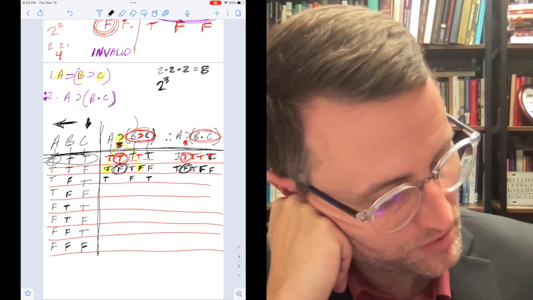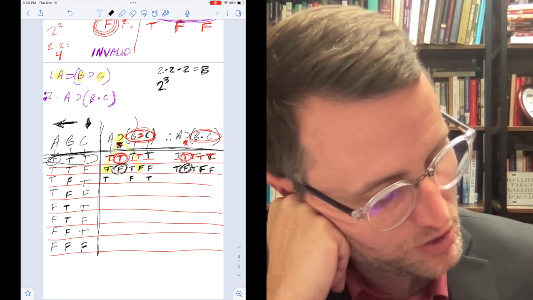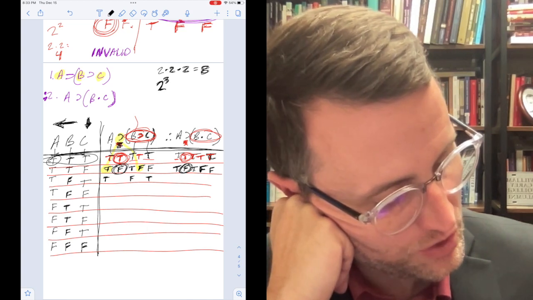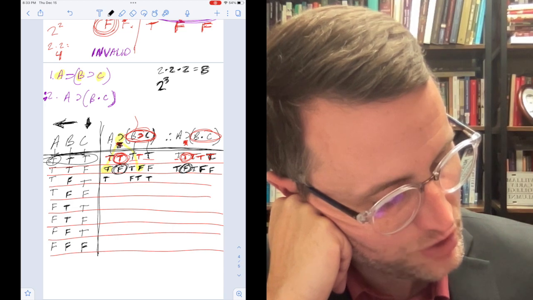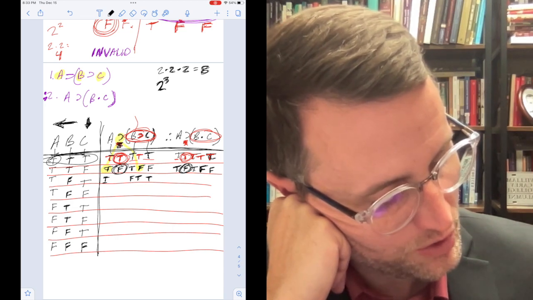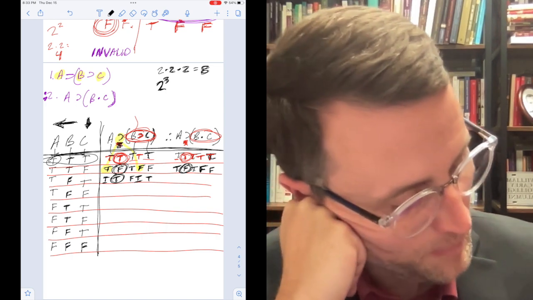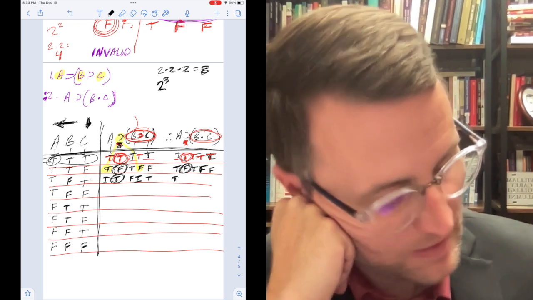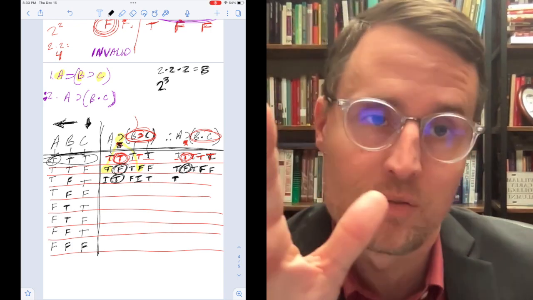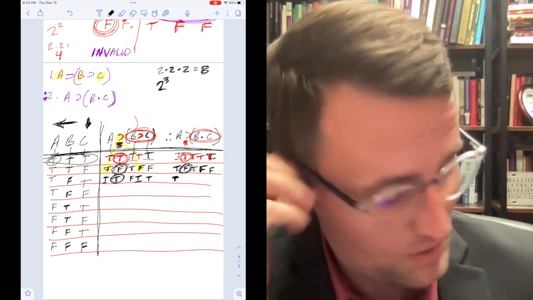A false horseshoe true is true, and a true horseshoe true is a true. Then, A is true. And like I said, working these with 3 variables or more get long and cumbersome.